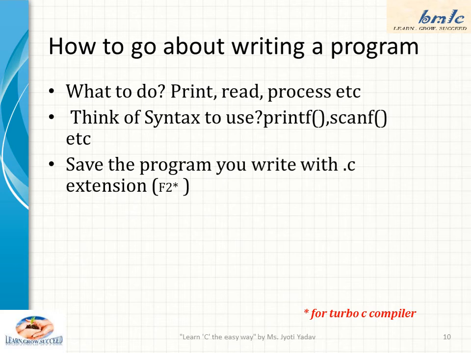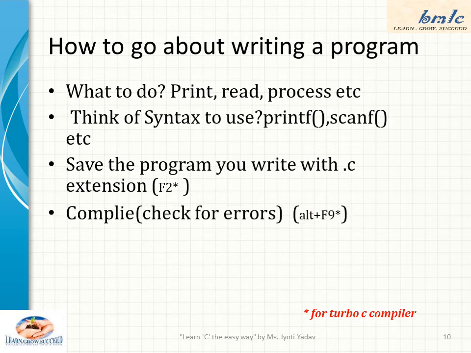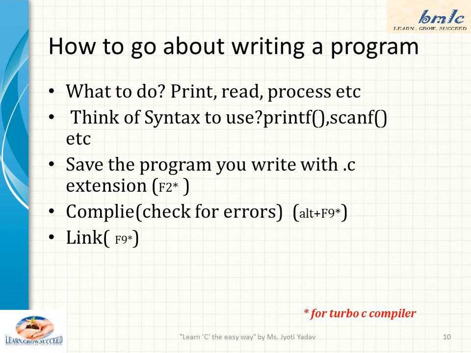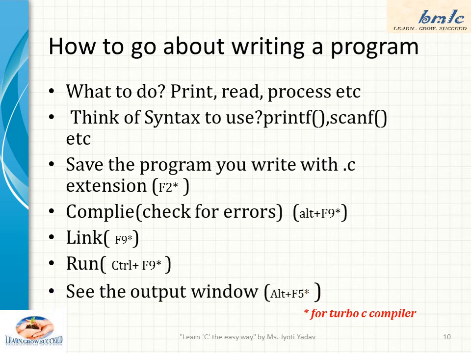Now, how do you save your program? In C programming language, it is with .c extension. Similarly, for C++, it would be .cpp. You can also use F2 to save your program in Turbo C. Then you have to compile your program. That is, you have to check if there is any error in your program. So you'll be pressing Alt plus F9 to compile. Then you would link it to the memory, and then you would run it. And finally, if you're not able to see the output, you will press Alt plus F5 to go to the output window.